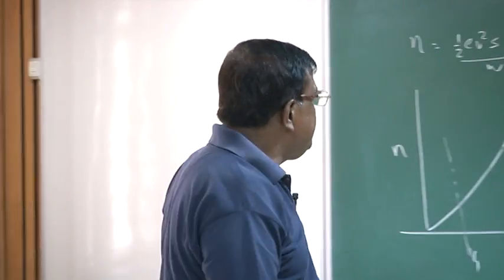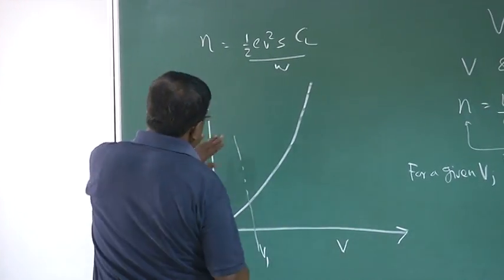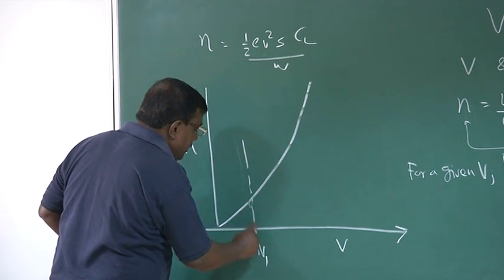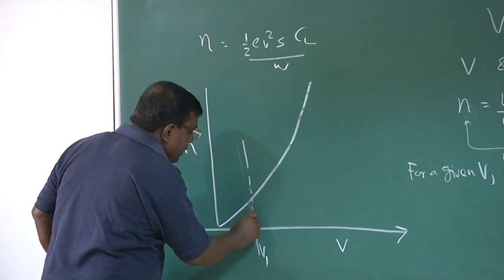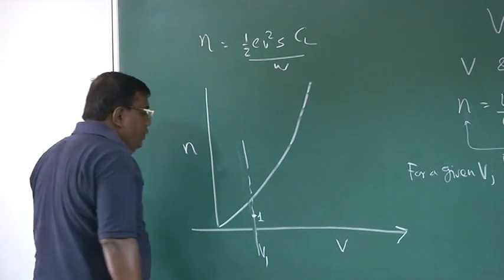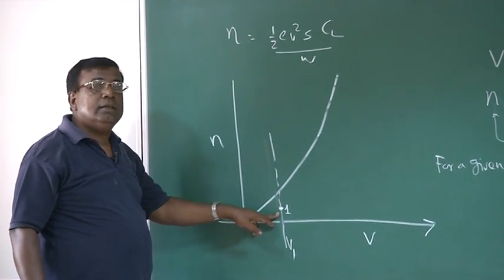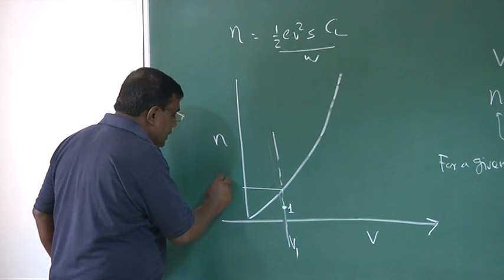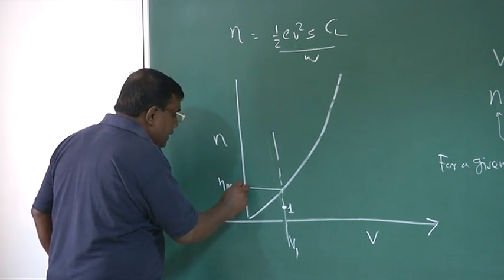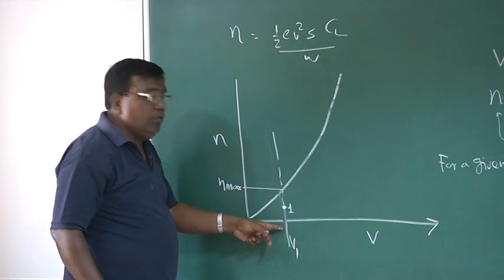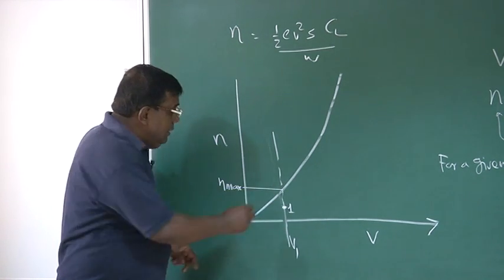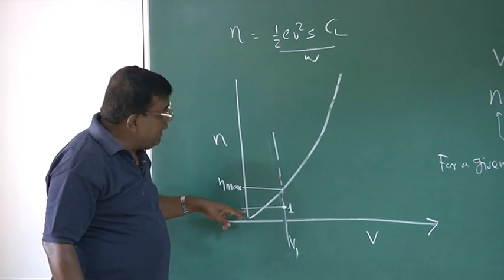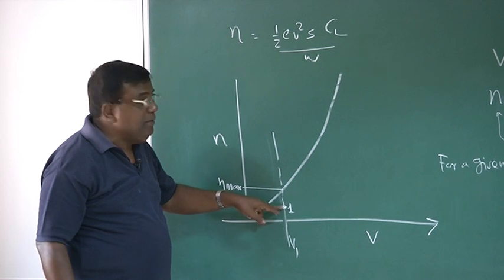So if this is V1, where I am trying to fly, let's see this point 1. Do you think this point is N max? No, because N max is somewhere here. This is the maximum load factor at speed V1. But at point 1, what is the meaning of that? The load factor will not be N max.